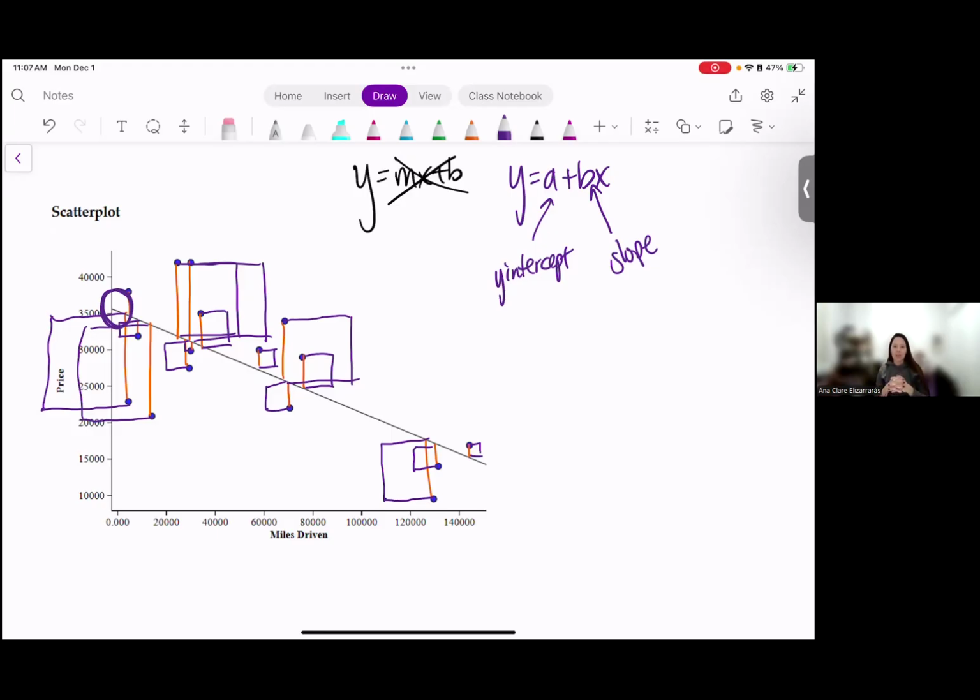A lot of times in our viewing window, we don't have 0 on the graph, and so we don't necessarily get to see the y-intercept. But what we need to do is figure out how much this graph is changing. What is the rate of change for every mile driven? What is the price dropping? And where are we starting? What is the price when we haven't driven any miles? So again, there are calculations that allow us to determine the value of the intercept and the slope by hand, but we're going to let technology do it for us.